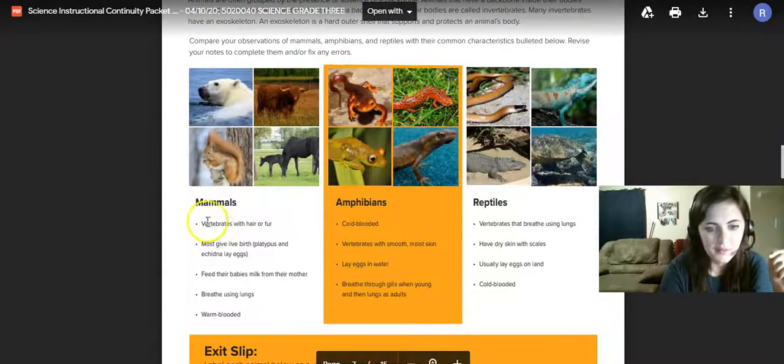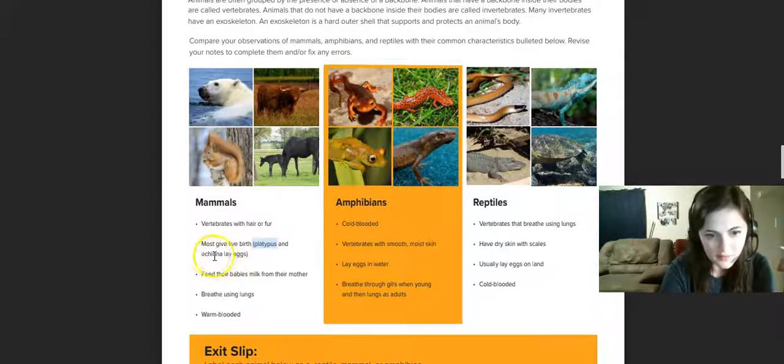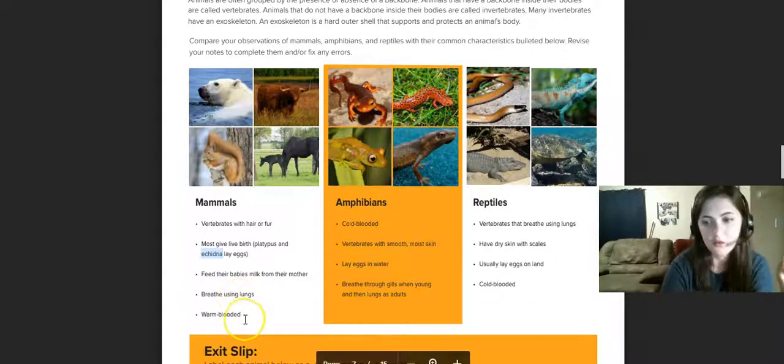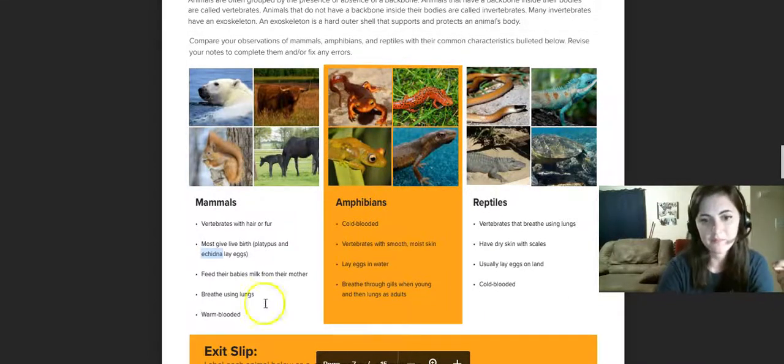So here we have the mammals. Mammals are vertebrates with fur or hair. They give live birth, except for a few weird ones like the platypus and the, I don't know what that is. They lay eggs, but they're still considered mammals. They feed their babies with milk from their mother. They breathe using lungs, and they're warm-blooded, meaning their body temperature stays the same.